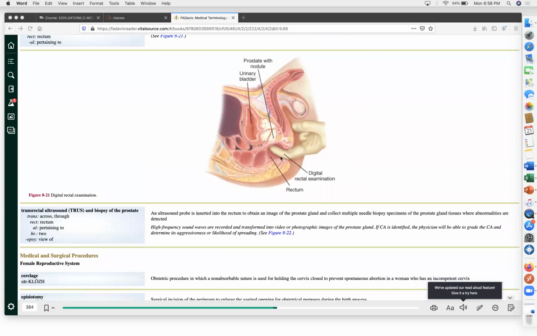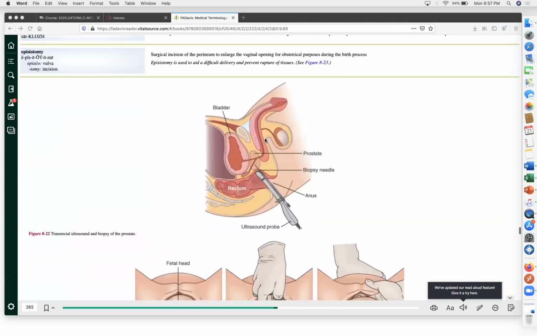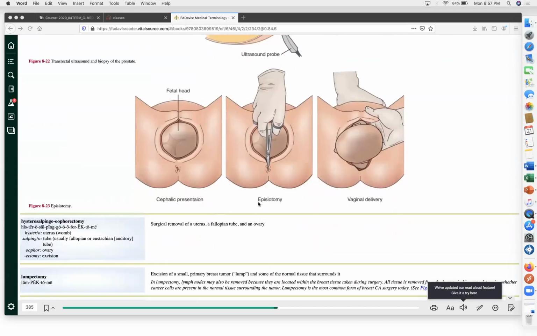DRE, digital rectal examination, especially we do this with males. You can see that's like the only way I can get at your prostate. Oh, here's your episiotomy.